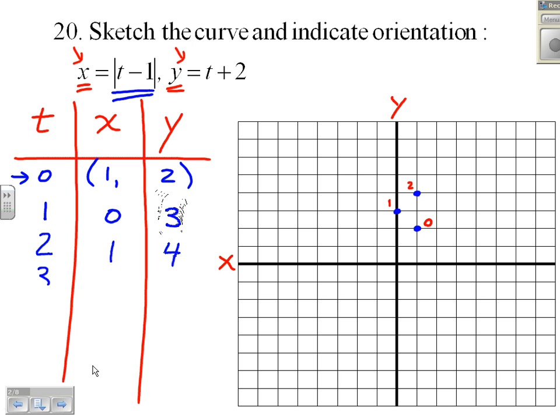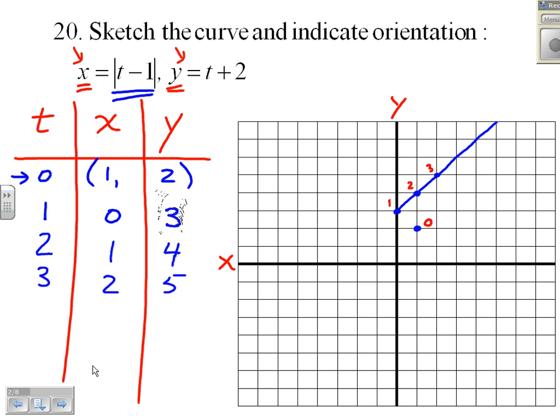When t is 3, I get absolute value 3 minus 1, or 2 for x. When t is 3, y becomes 5, and I have the point 2, 5 when t is 3, and I'm beginning to get convinced that we're just going to continue like this.